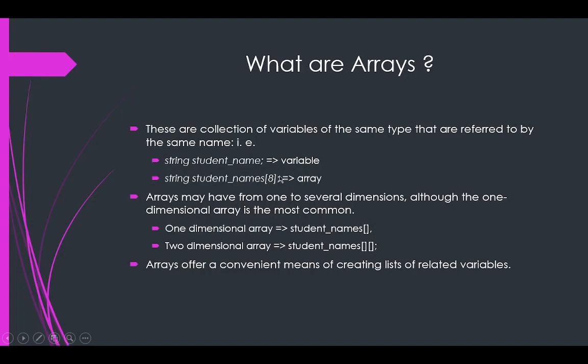If we had a two-dimensional array, we are going to have another one. Like this one, when you say student names, in here we've got a single-dimensional array, right? It has got one square bracket, and this one has got two square brackets. This is why we call it a multi-dimensional array. Otherwise, this one is a single-dimensional array. So basically, we say arrays offer a convenient means of creating lists of related variables. I think that's clear to you.